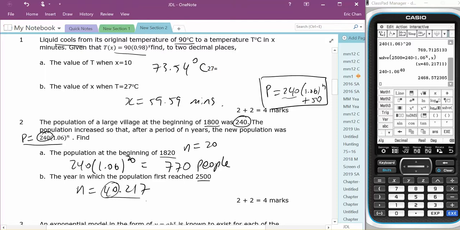This is where rounding is important. So your final answer would be 1841, because 40 doesn't cut it. Now this is worth 2 marks. You're going to lose a mark if you wrote 1840 because that's not correct. This is correct. So you've got to pay attention to that.